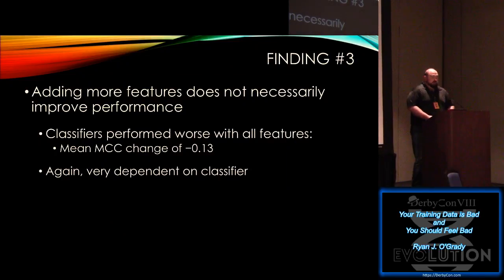The third finding, adding more features doesn't necessarily increase your performance. That's an old, I don't know how old it is given the field, but it's a machine learning axiom: more features is better. Bullshit. I'm saying right here that if you add the all features, if you add the tweet-only features into the user features, your performance is getting worse.